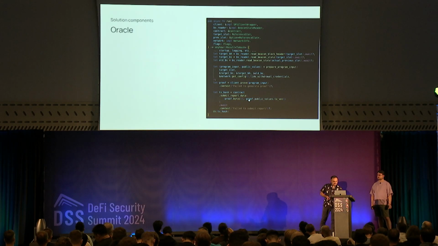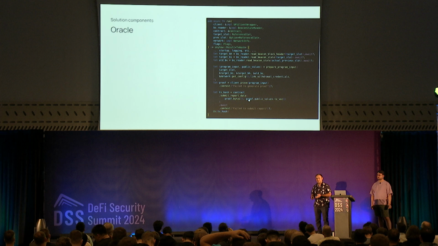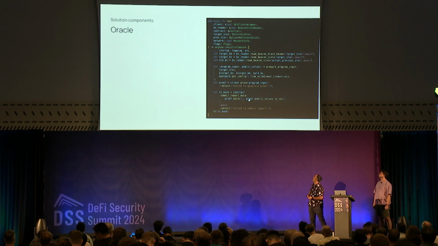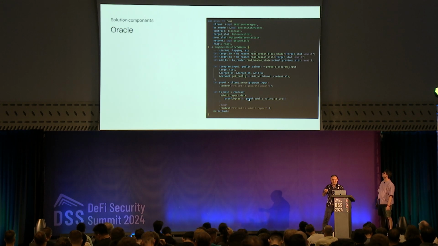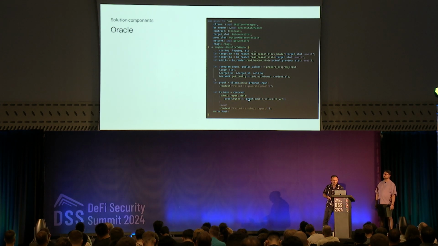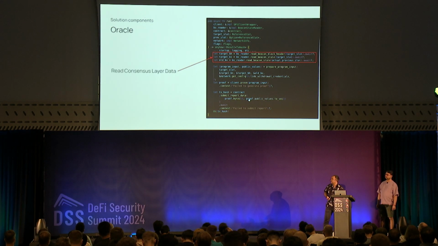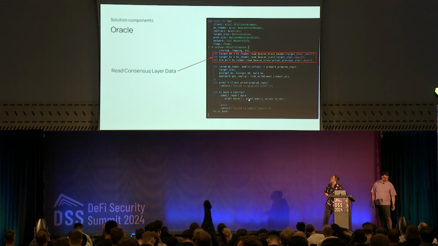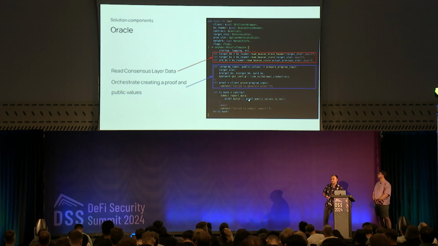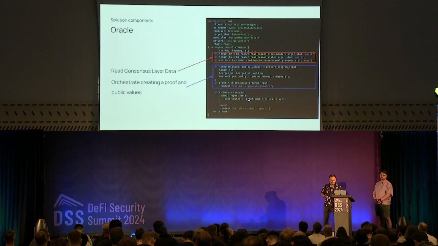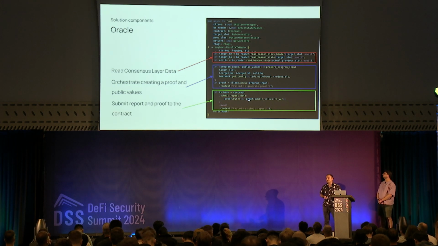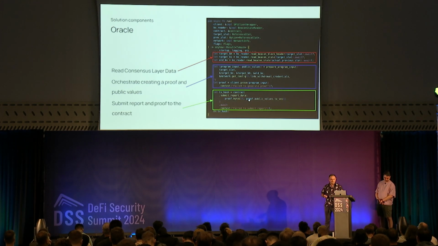Cool. So for the initial solution, I put a little bit of code on my slides. I think it should be readable, but if anything, I'll still talk through it. So this is basically the entire code of the Oracle, except it hides some complexity in the library code. Basically what the Oracle is doing is that it reads the consensus data, and it orchestrates creating a proof and submitting it to the SP1 prover network, or the SP1 prover if you're running locally, and finally just submits the report and proof to the contract on chain.